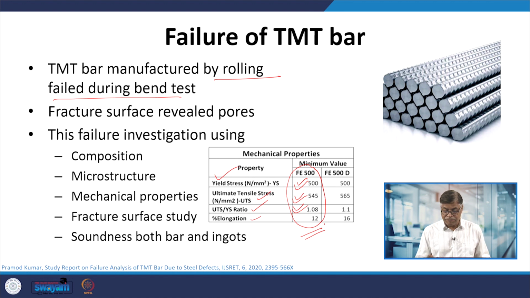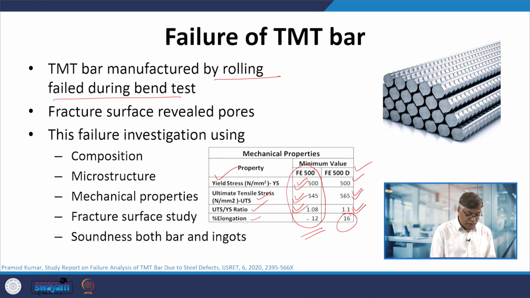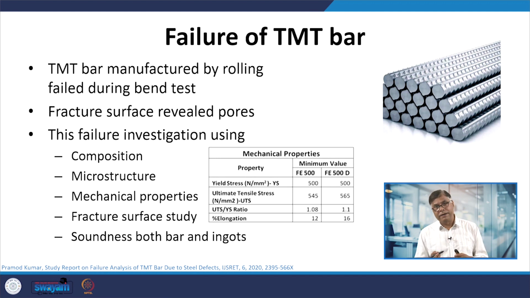Okay. On the other hand, the Fe 500D, which offers again the yield strength of 500 and ultimate strength of 565, and the ultimate strength to yield strength ratio 1.1 and elongation 16%. Okay. So, this is really a very good combination of properties which is achieved through a combination of work hardening and controlled phase transformation.